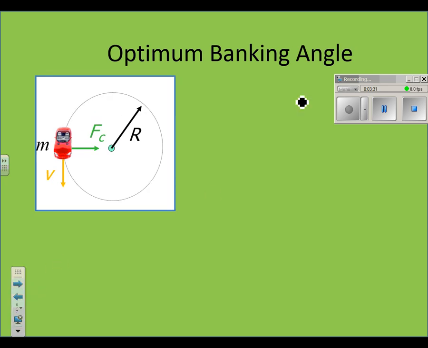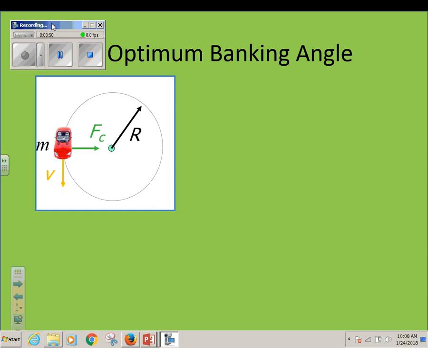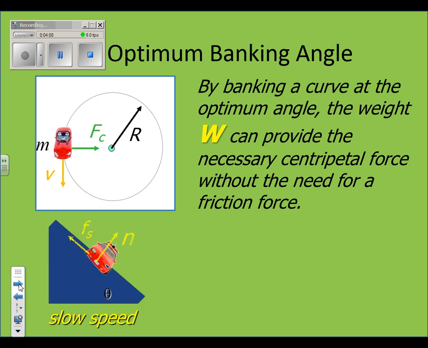So let's talk maximum banking angles. So instead of the road being flat, it might be more at an angle. If you've ever gone to a racetrack, you'll notice that they're not flat. NASCAR racetracks are not flat. Their curves are banked at an angle. And that's because they want to be able to negotiate it, and they want to be able to use the weight of their car to provide the necessary centripetal force so they don't have to deal with friction. So they put it at an angle so that they can use that value instead.